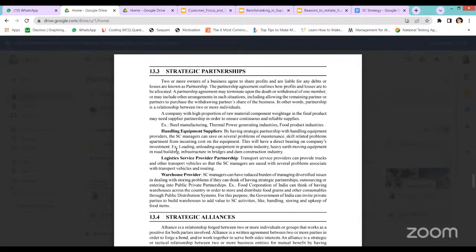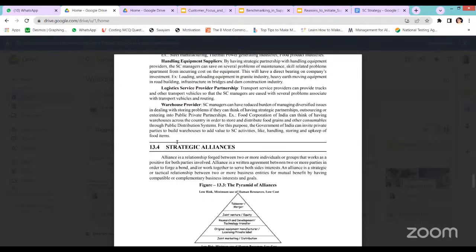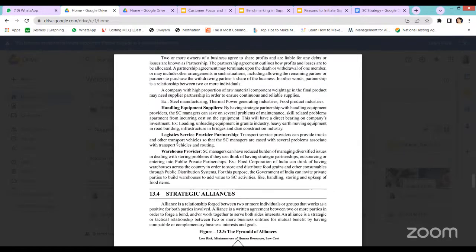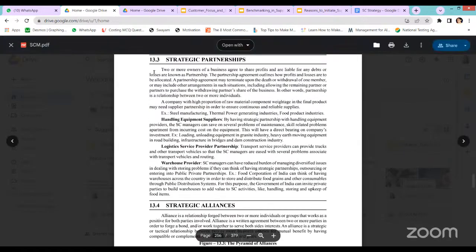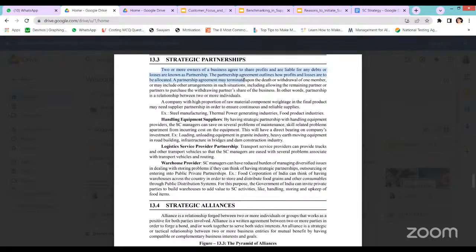Okay, so strategic partnerships. What is a strategic partnership? Here, two or more owners of a business agree to share profits and are liable for any debts or losses, and that is known as a partnership. Okay, so same thing, whatever we learned in accounts. So partnership agreements outline how the profits and losses are to be allocated. Okay, understood? So this is the important line you are supposed to write under this.